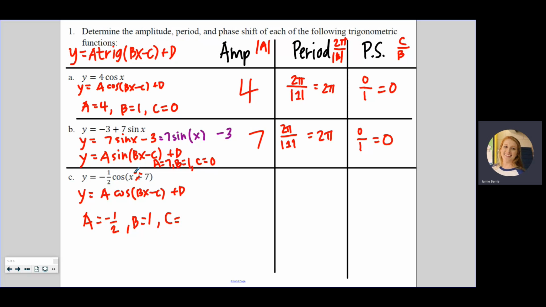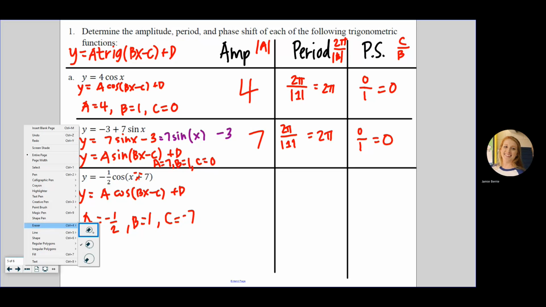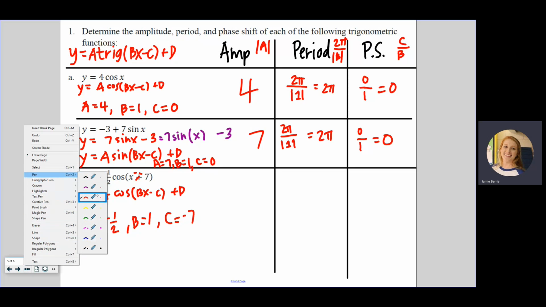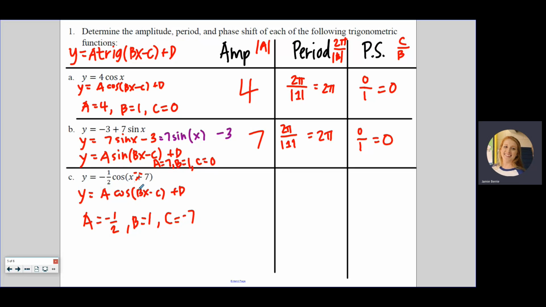X matches with x. This minus matches with this minus. So C matches with -7. Let me just explain that one more time. If we're looking at what we're plugging into cosine, bx minus c, 1 is the coefficient on x, so that matches with b. X matches with x. This minus right here matches with this minus right here, which means -7 matches with C.